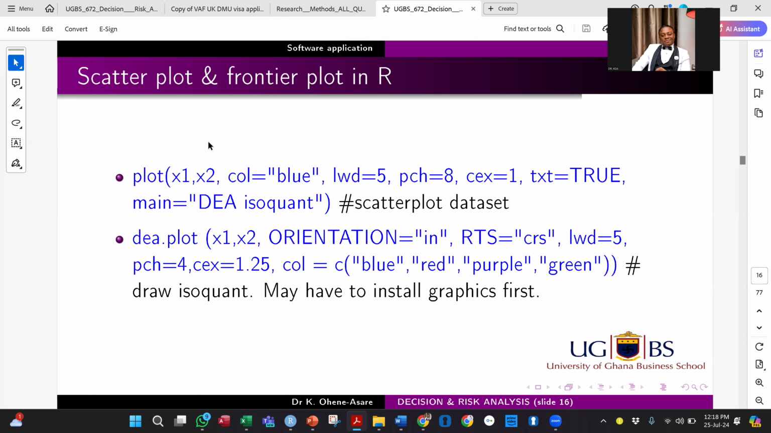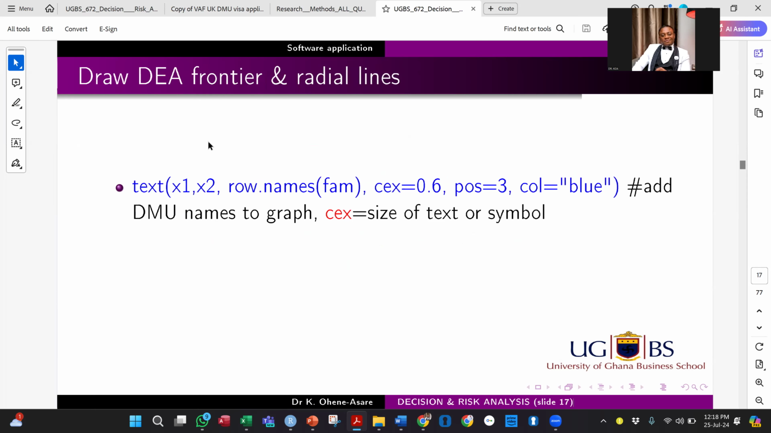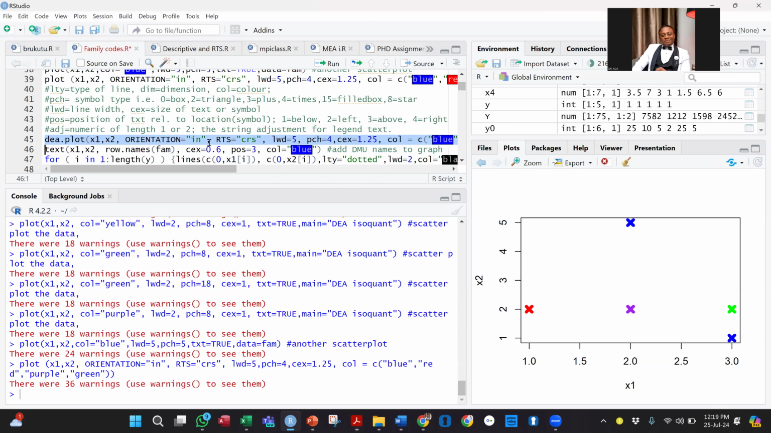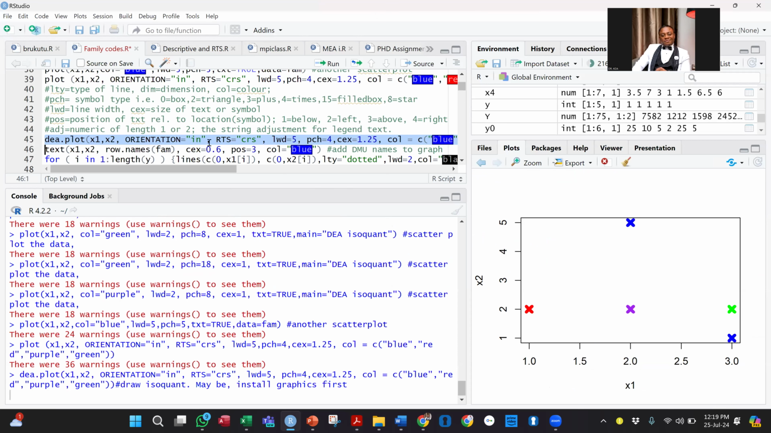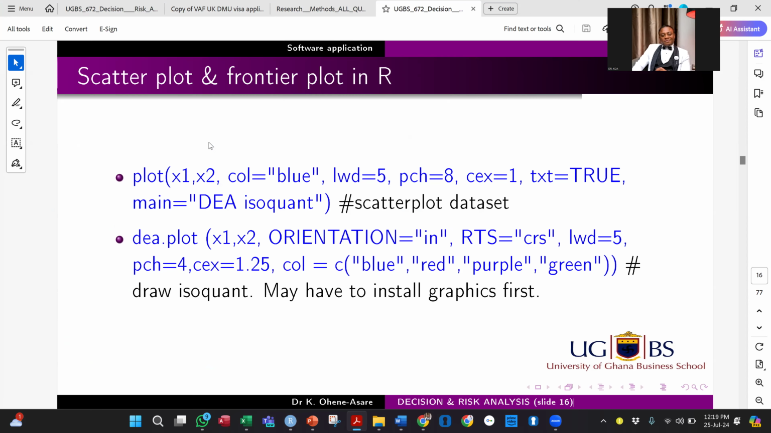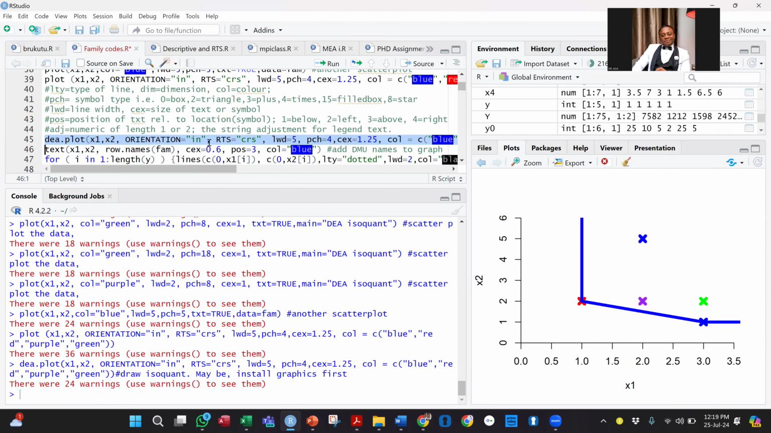Let's do that. DEA plot. So watch what I'm doing here. I've just done the DEA plot. And you can see that it has drawn the isoquant, more or less. I still have my colors changed. But now we don't even know which one is DMU1, DMU2, and all of that.